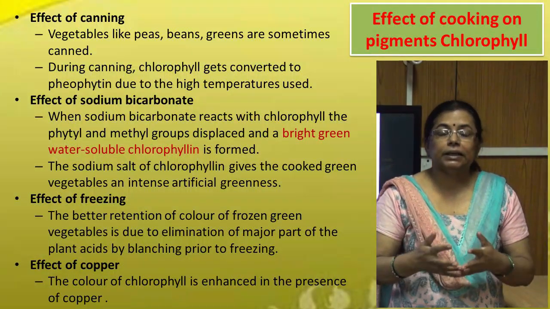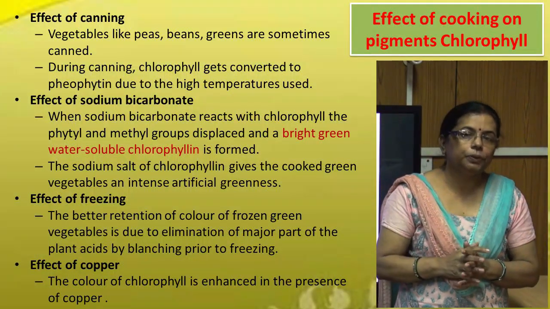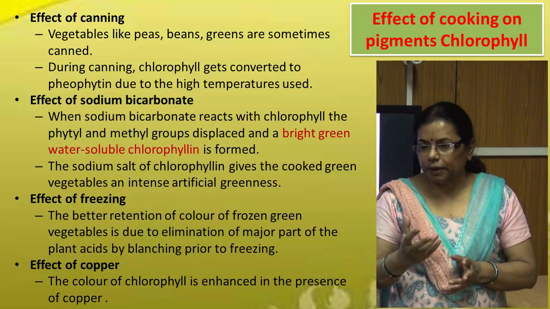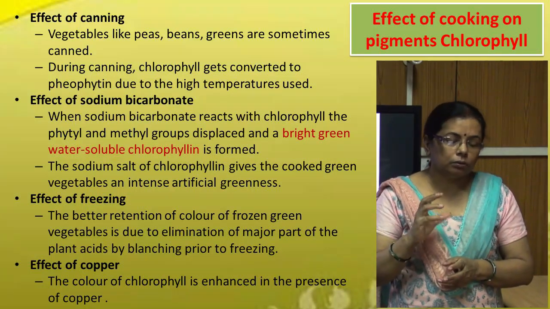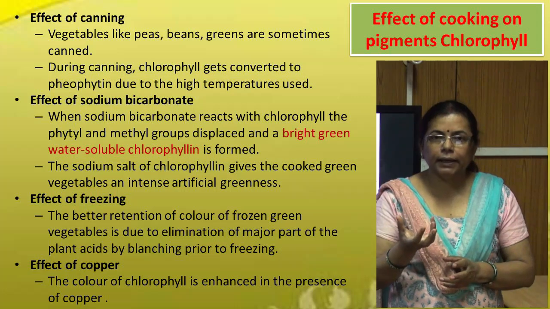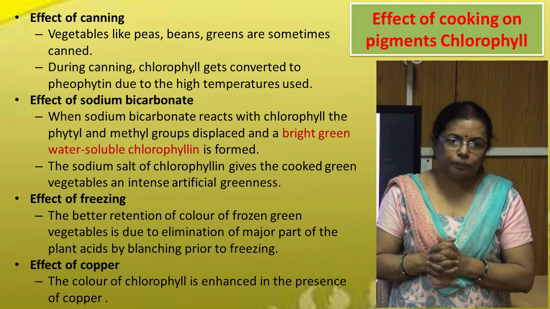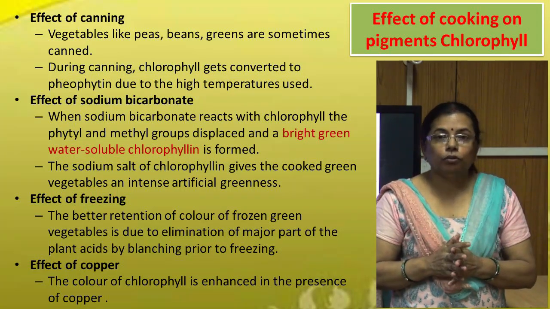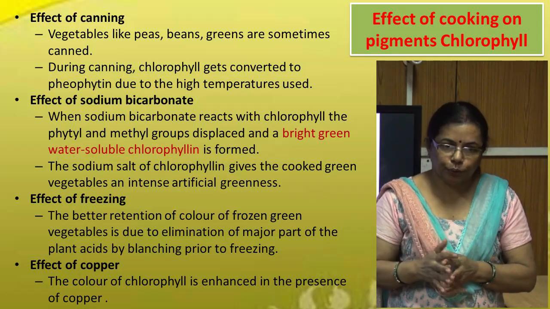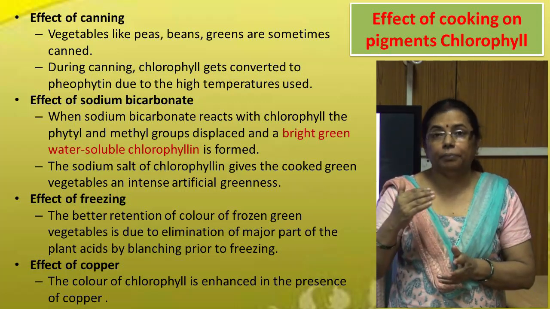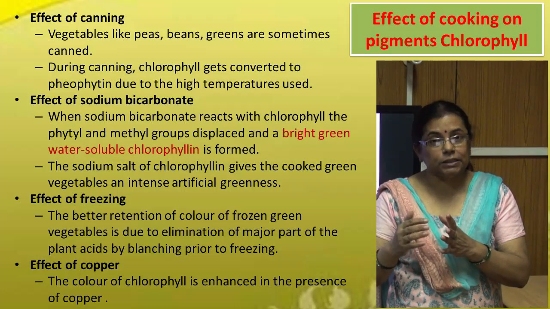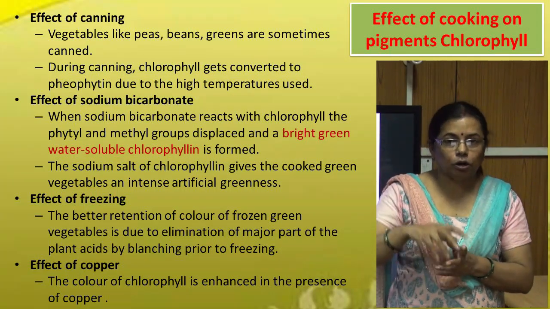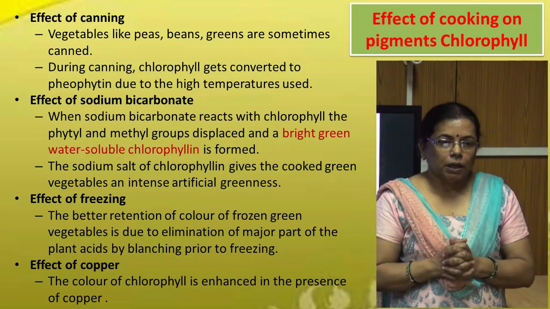Now, what is the effect of canning? Canning you must be knowing. Canning is a method of food preservation in which foods are packed in a container and subjected to higher temperature. During canning, chlorophyll gets converted to pheophytin due to the high temperature used, as well as inability of volatile acid to escape from the can, because cans are sealed.